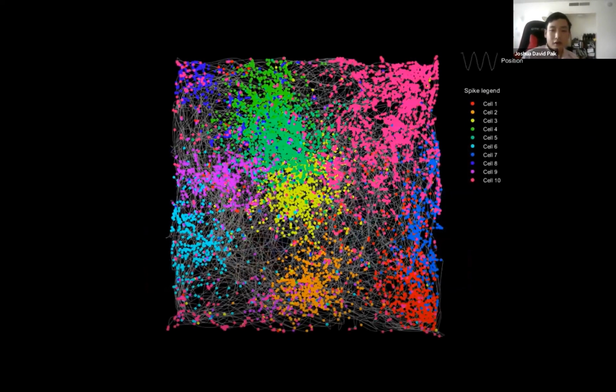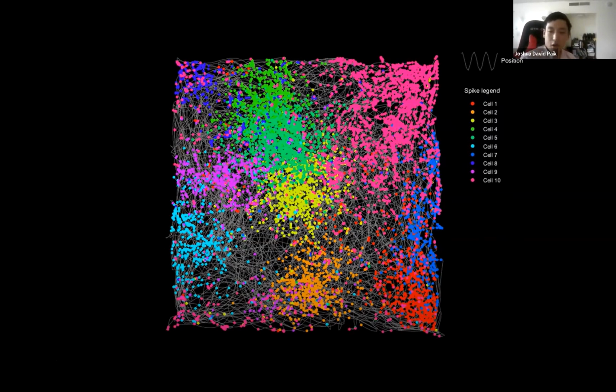Okay, so after the 50 minutes, this is the place cell data we get. We see that in this top right-hand corner, neuron 10 is firing a lot. In this section of the box, place cells 4 and 5 are firing. And what we see is that it's spatially correlated. These place cells tend to be more active in certain geographic locations in the box.